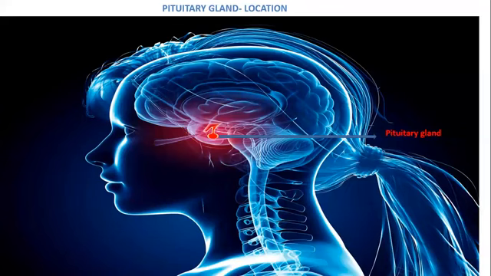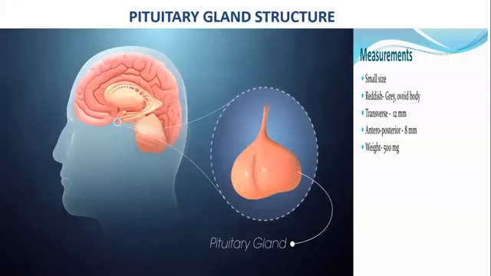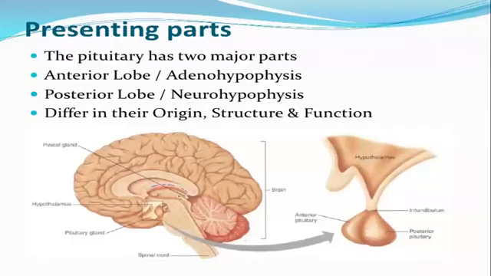So this is the location of the pituitary gland. It is located closer to the brain, just behind the optic chiasma. It is oval in shape. It is reddish gray in color, 12 mm in diameter, 0.5 gram in weight. The pituitary gland has two areas: anterior lobe or adenohypophysis, and posterior lobe or neurohypophysis. Both the lobes differ in their origin, structure, and functions.